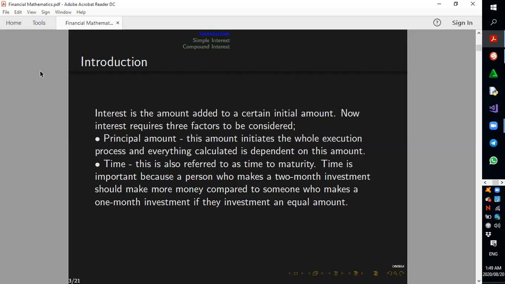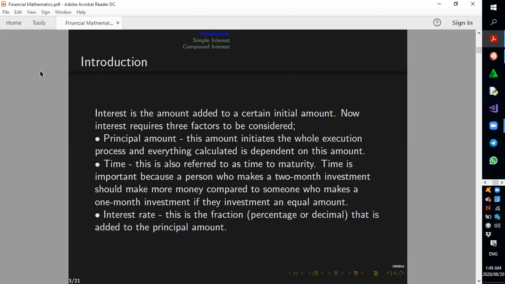What this means in short is, the longer you keep that amount, the longer the bank will charge you interest, if it was a loan. Or it could also be vice versa: the longer you keep the money in the bank, the bigger the interest that will be added to your account or your investment. And lastly, we have the interest rate.